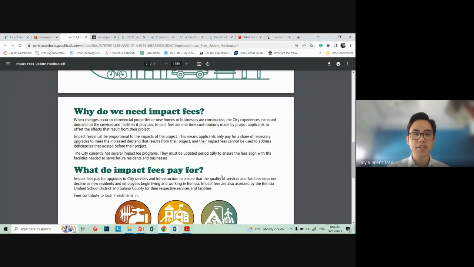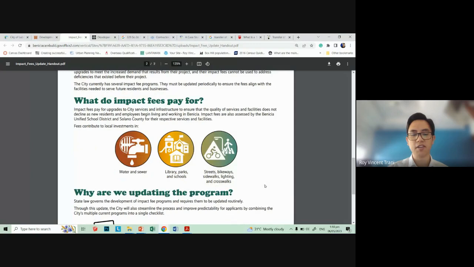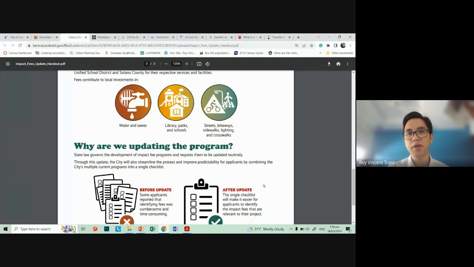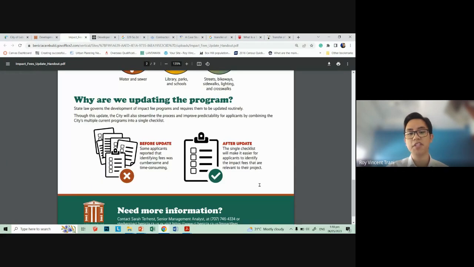And then basically, fees contribute to local investments in water and sewer, library, parks and schools, streets, bikeways, sidewalks, lighting, and crosswalks. So these are already pretty much established in the US, and they're different from city to city.